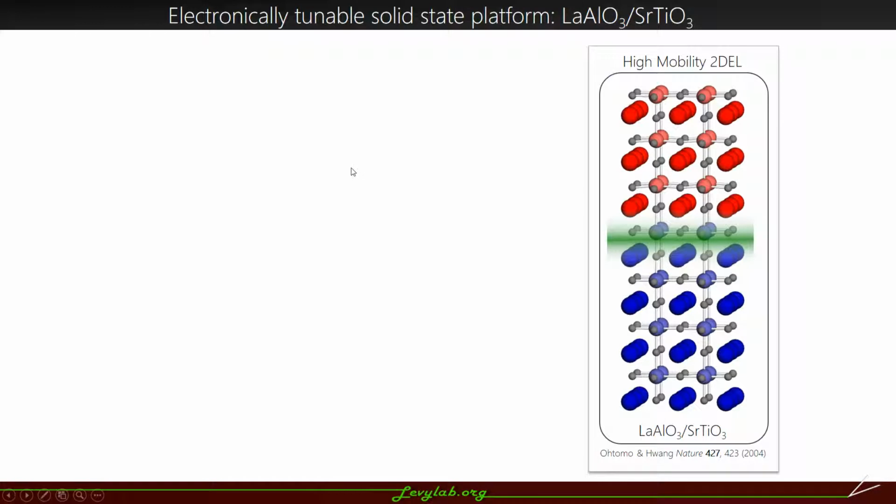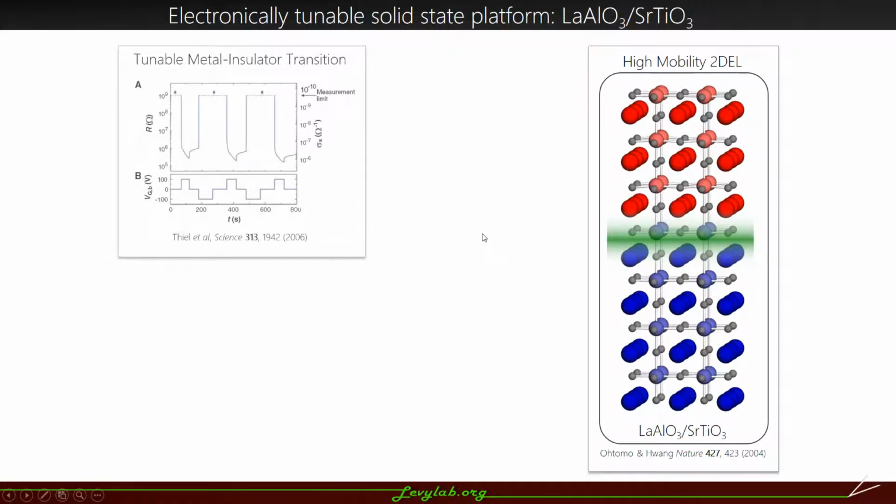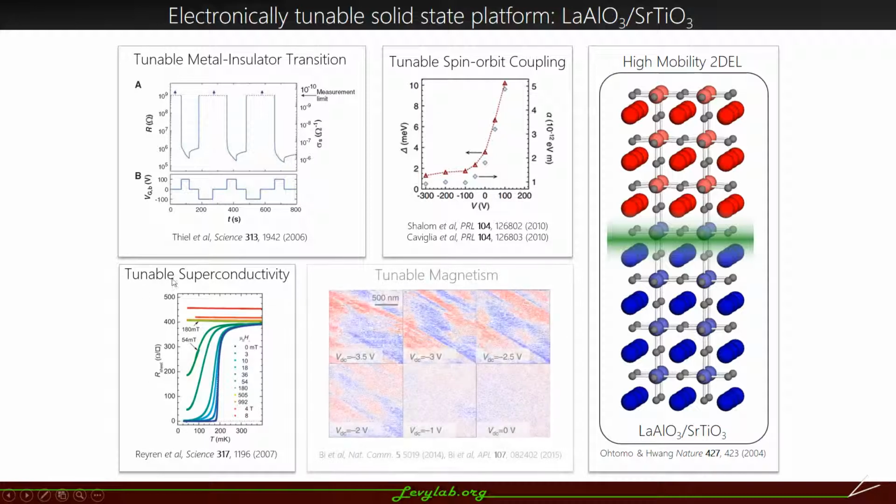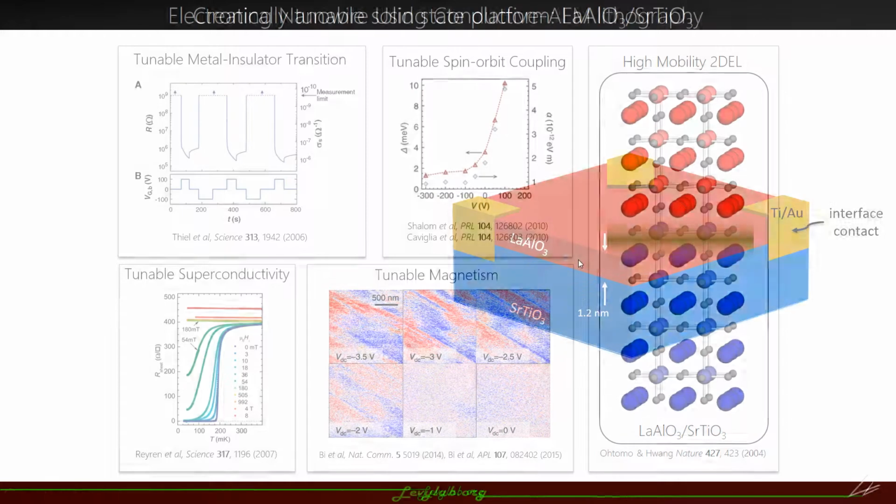Complex oxide is a good platform to study electron correlations. The system we are working on is lanthanum aluminate strontium titanate heterostructures. When a thin layer of lanthanum aluminate is grown on top of strontium titanate, a 2D electron liquid will form at the interface. This interface exhibits a lot of interesting properties such as tunable metal-insulator transition, tunable spin-orbit coupling, tunable superconductivity, and tunable ferromagnetism. All of these properties are tunable, which gives us more control over the interface.